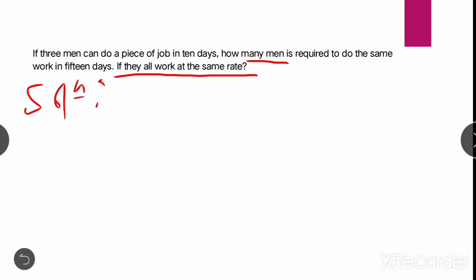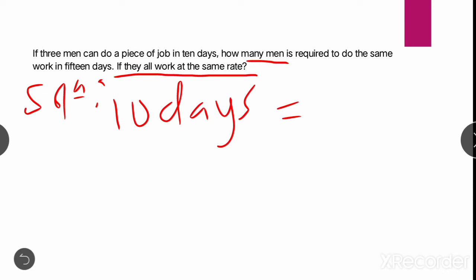You remember we have identified that we are looking for number of men, so that should be on the right hand side regardless of how it comes in the question. So to put it down now, because we are looking for number of men to be 10 days, we have how many men? We have 3 men doing the work.